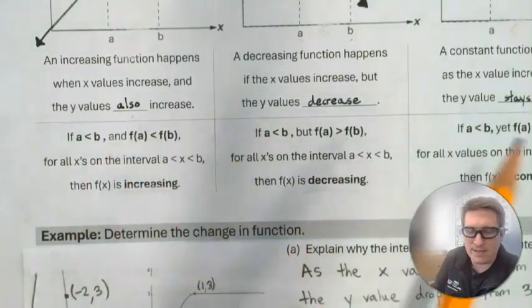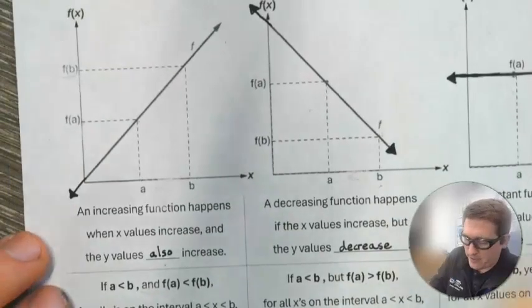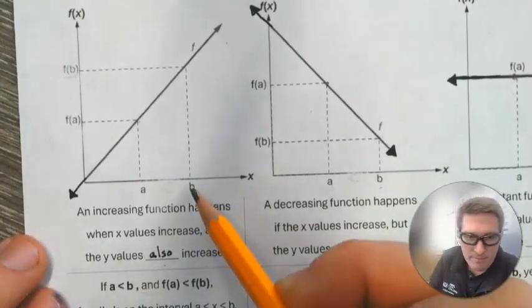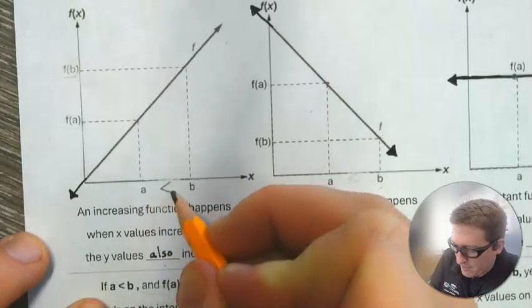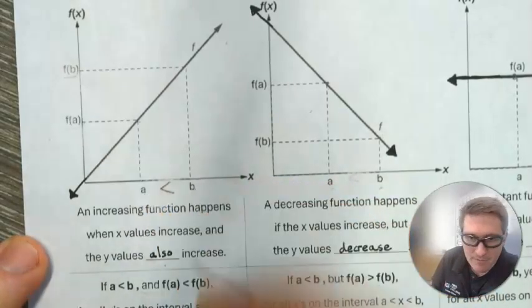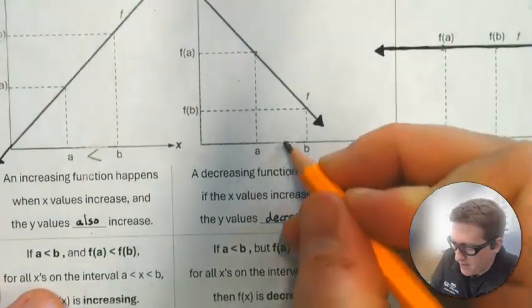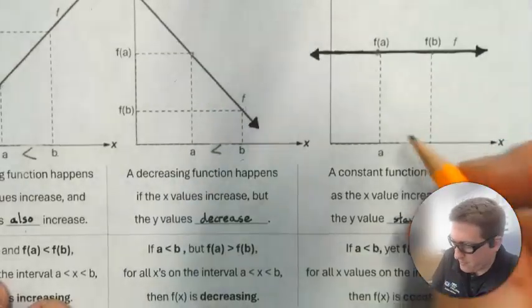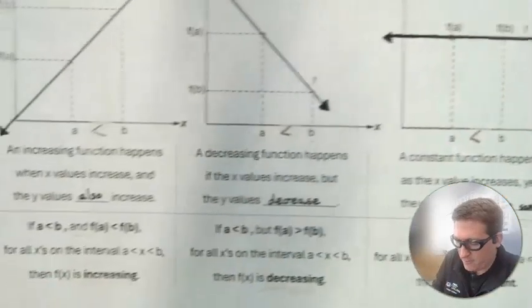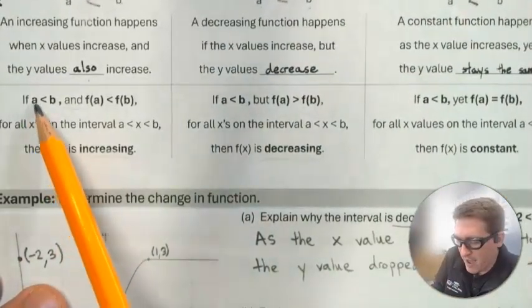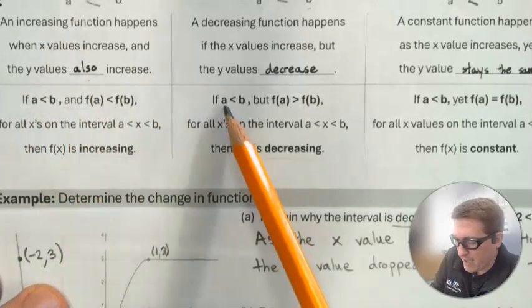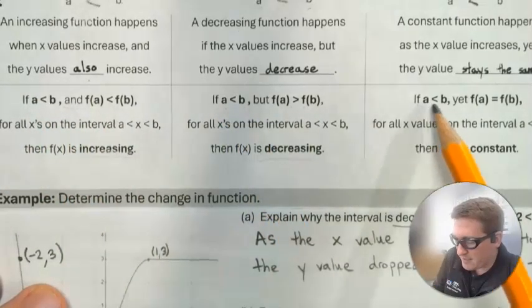And I'm going to explain the fancy language and why it is. So take a look here. You would agree with me that B is on the right and A is on the left. That by definition means that B is greater than A. And in fact, in all of these scenarios, B was greater than A. So that's why all 3 of these fancy statements start with: if A is less than B.